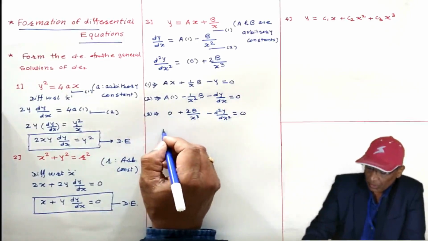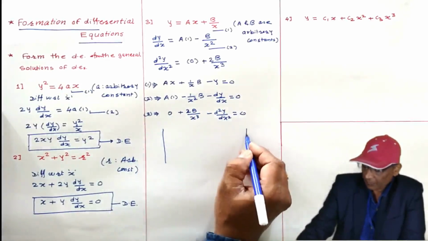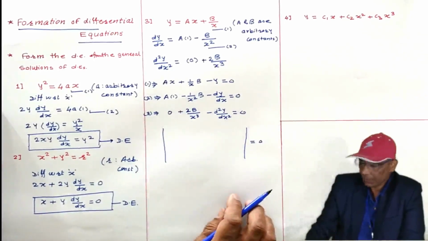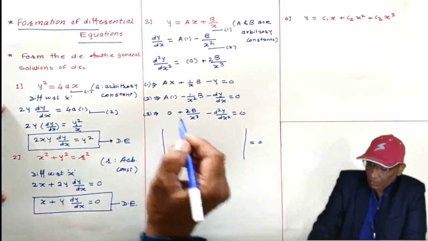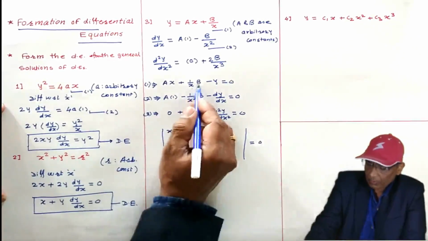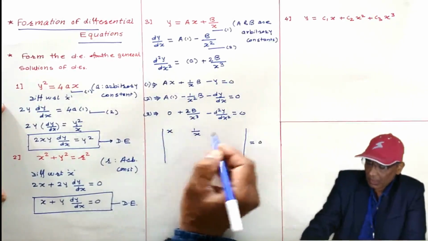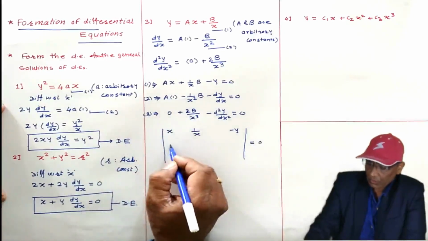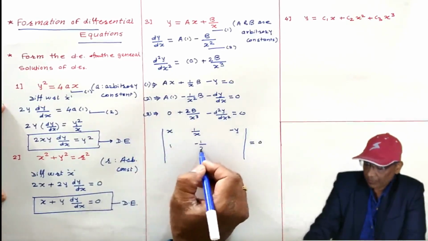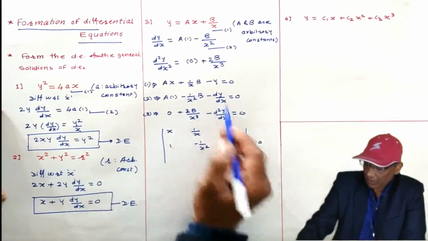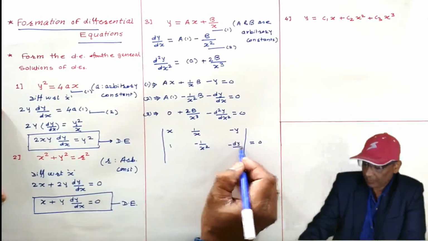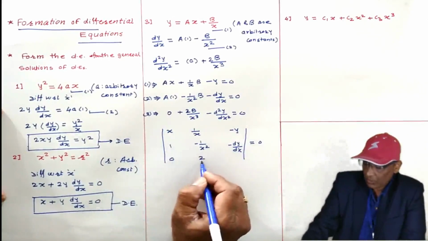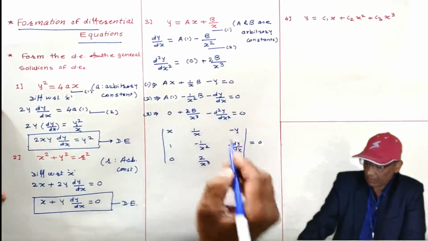So what I am going to do is use the determinant method. All these three equations are linearly expressed in terms of a and b. Therefore, now the coefficient of a is x, coefficient of b is 1 by x, and this is the term other than a and b. Coefficient of a is 1, coefficient of b is minus 1 by x square. Other than a and b is this thing. Coefficient of a is 0, coefficient of b is 2 by x cube, and other than a and b, this term is present.